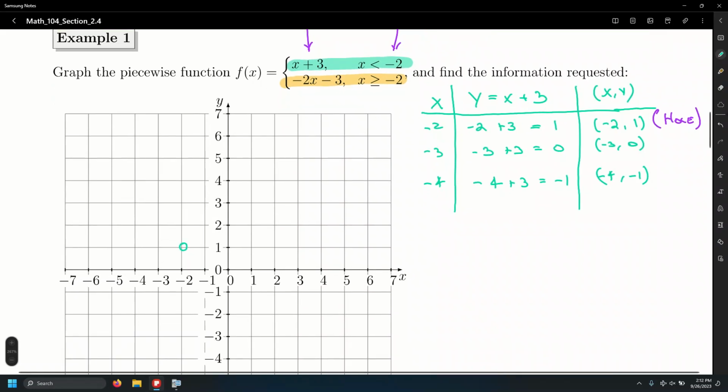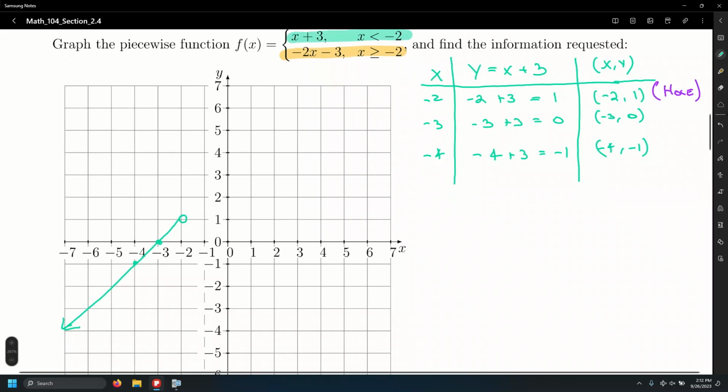And then let's see, negative 3, comma 0. That's going to be a solid point. Negative 4, comma negative 1. And of course, we don't have to go all the way. We don't have to do more computations. We can just draw that part of the graph. All right, let's go ahead and do it. And we'll indicate with an arrow that this graph is going forever in the negative direction, towards the left and down. All right, so we are done with the first part of the piecewise function.